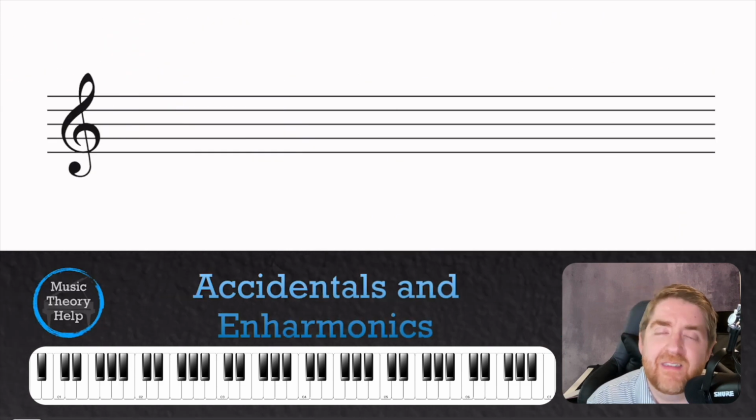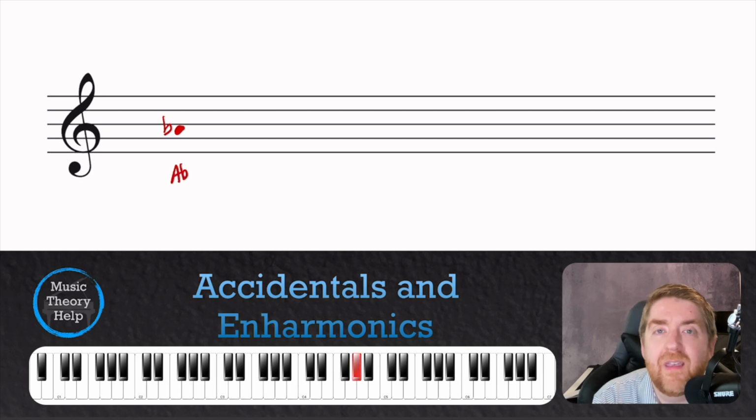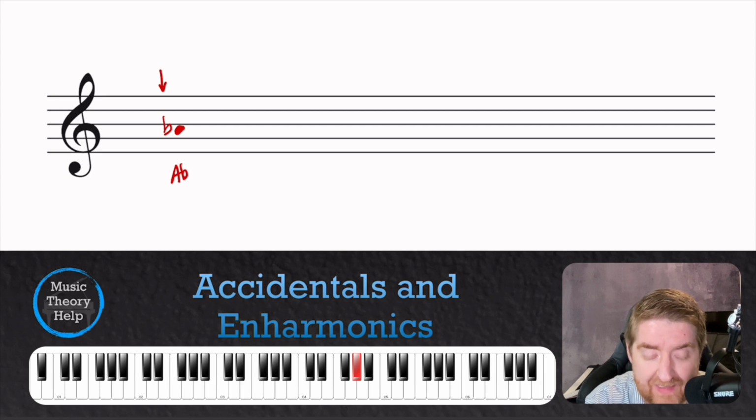Let's learn these same concepts on the staff. Here we have a staff with the treble clef. I can write, say, an A flat. One key thing to know here, we write the accidental before the note head, and we say it after the note name. So accidental before the note head. If we're saying A flat, we say the flat after the note name, and we write it that way. So just an important distinction there.